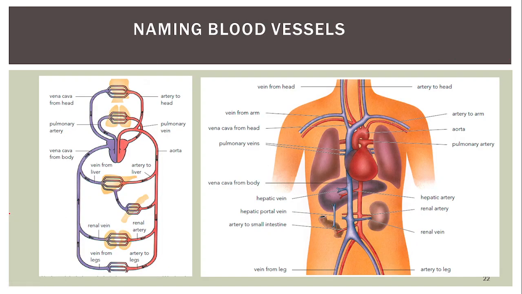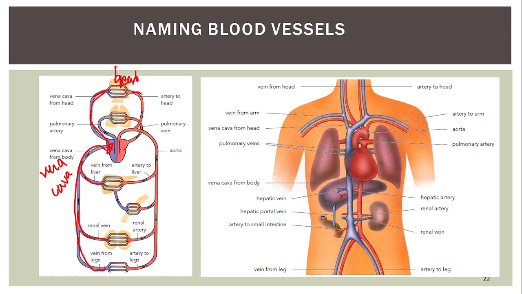Naming blood vessels. You should be able to do that, but don't worry, I'll explain it. If you just give me a second, I'm looking at a particular thing so I don't confuse all of you. Yes, this is the vena cava from the head, which brings blood. Okay, let me draw again. This is our brain, or I mean the head, and this is the vena cava which brings blood to the heart. Then we have veins from the liver, the renal vein, and the vein from the leg, which connect together and come to the heart. That's the vena cava.